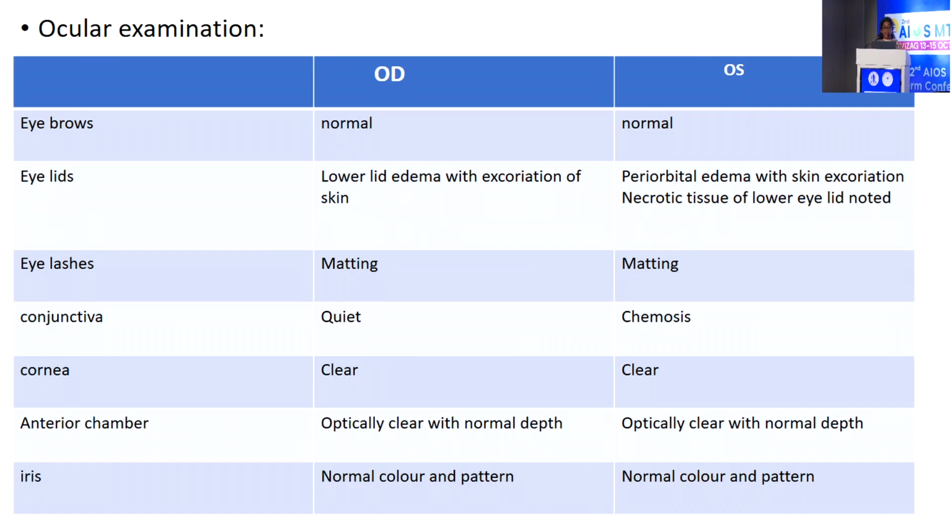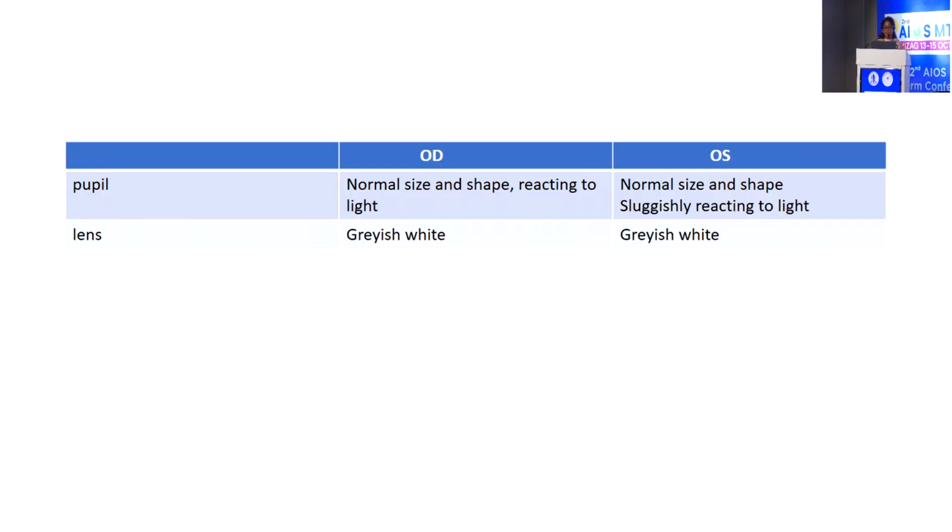Coming to the left eye, the eyebrows are normal. Eyelids show periorbital edema with skin excoriation, and necrotic tissue is present in the lower eyelid with matting of the eyelashes. There is conjunctival chemosis, and the cornea is clear. Anterior chamber is optically clear with normal depth. The iris is normal in color and pattern. Pupil in the left eye is normal in size and shape but sluggishly reacting to light, and the lens is greyish white.